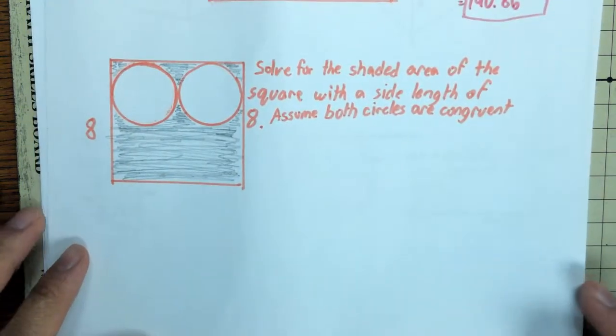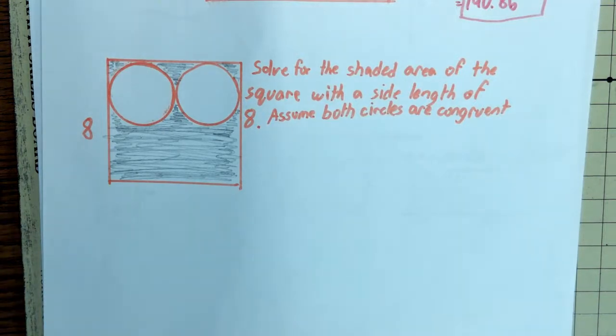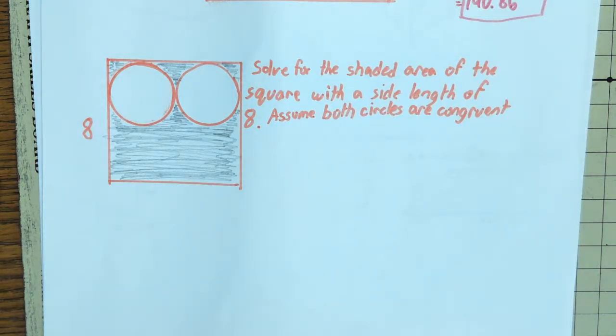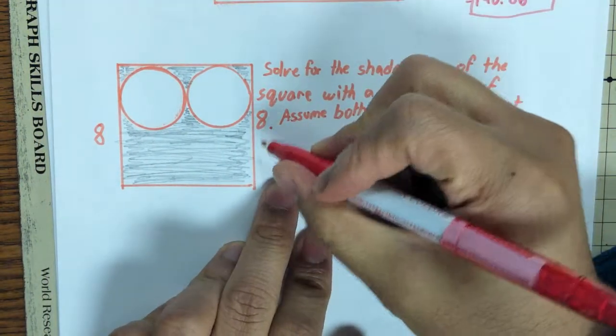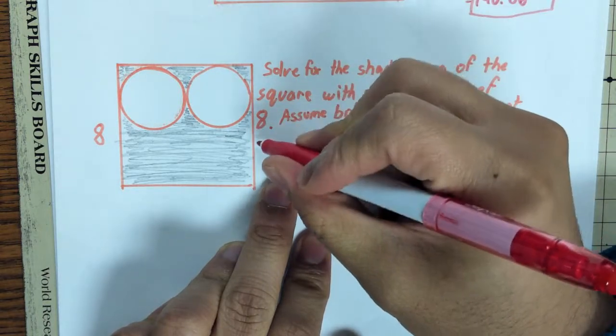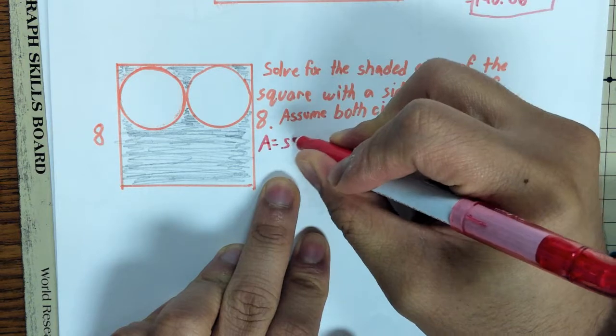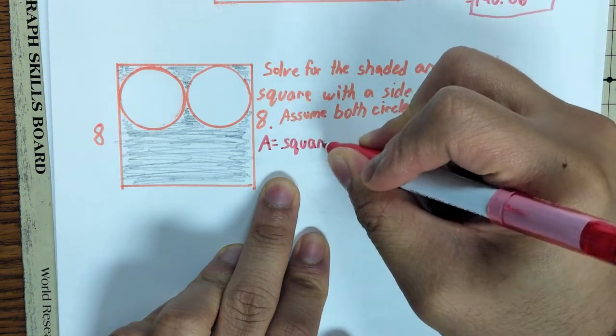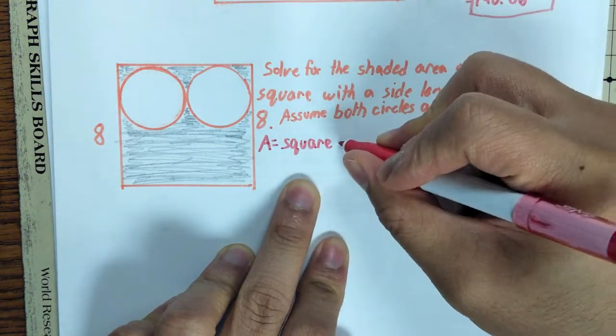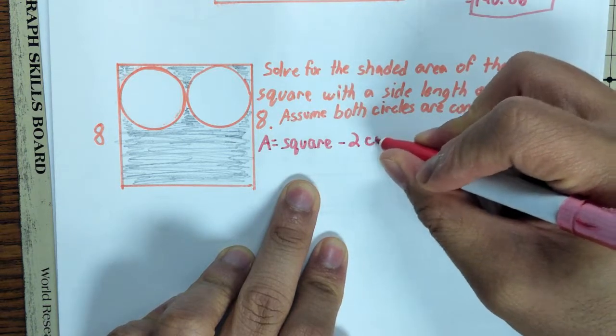Alright, next question. Solve for the shaded area of the square with a side length of 8. Assume both circles are congruent. So to find this kind of area, the way we solve this is we take the area equals area of the square, full square, minus our two circles.